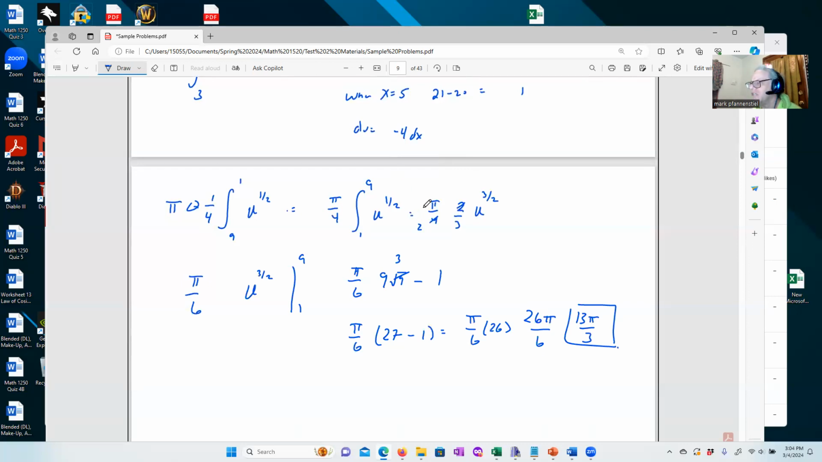And that should do it for your first surface area of revolution. I hope that helps a little bit. Good luck, everybody, and do well on the test.